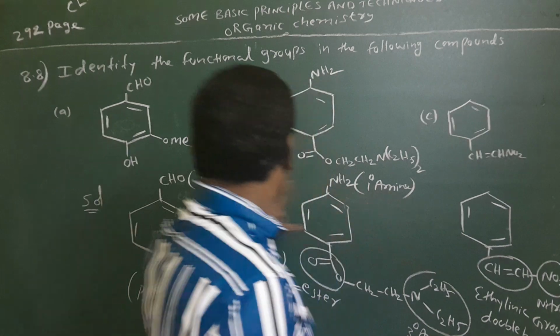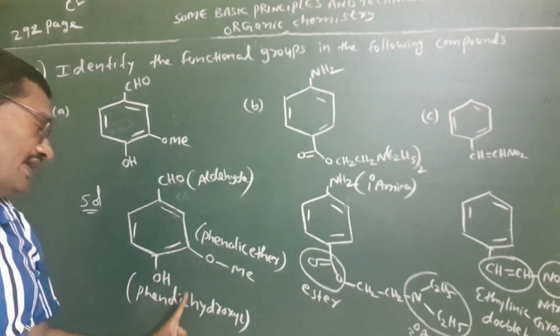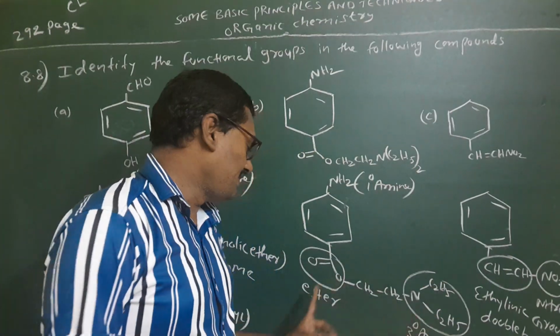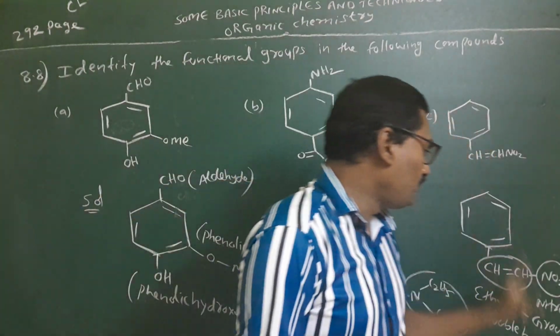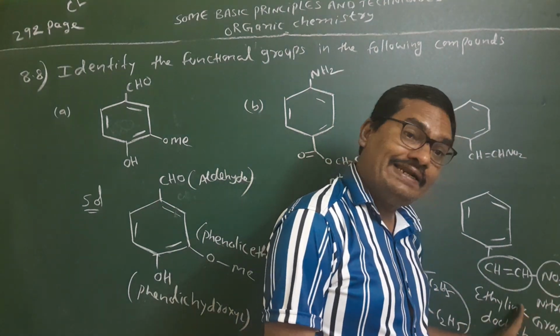So, first compound contains aldehyde, phenolic ether and phenolic hydroxyl. Second one contains primary amine, tertiary amine and ester. Third compound contains nitro group and ethylenic double bond group.